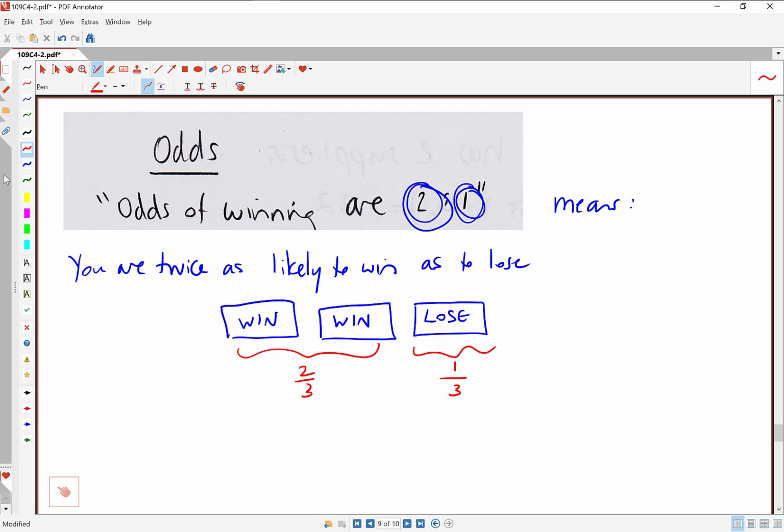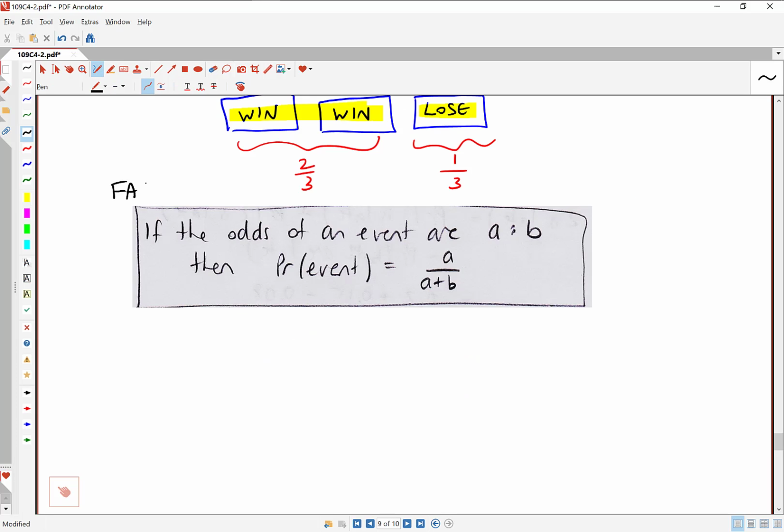So odds are actually referring to the number of outcomes, 2 and 1, whereas when you're taking probabilities, you're taking your number of outcomes divided by the total number of outcomes. So let's see if we can find a way to move from odds to probabilities. So here's our fact that's going to be important. If the odds of an event are A to B, then the probability of the event is A over A plus B.